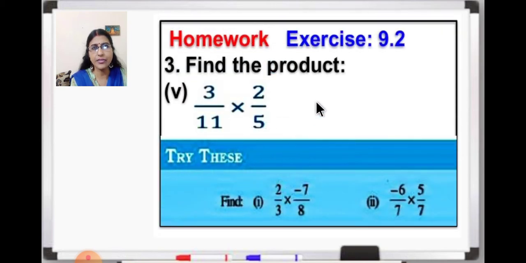Now children, this is your homework for today. Find the product, the fifth part of the third question, 3 upon 11 into 2 upon 5, and try these questions too. You will do it in your maths notebook.